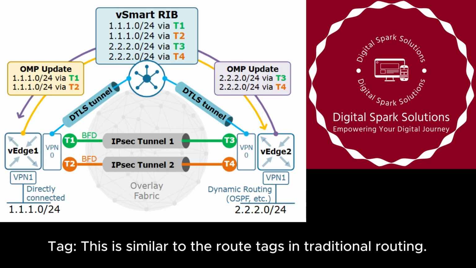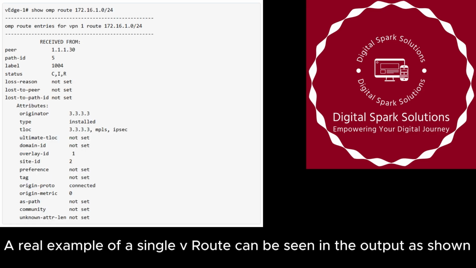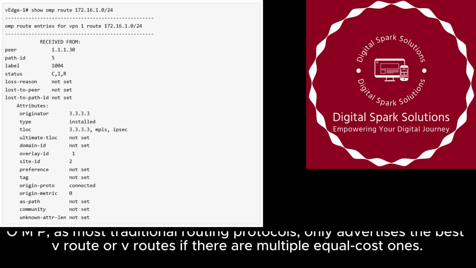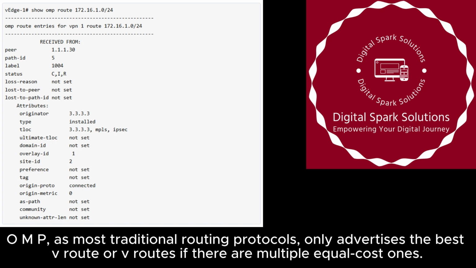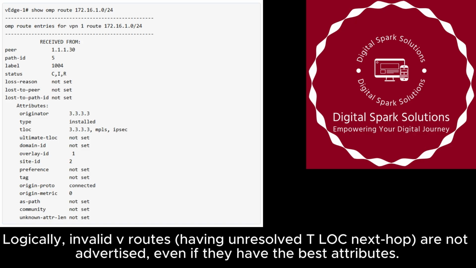Tag. This is similar to the route tags in traditional routing. Once a value is set, it is a transitive attribute that can be acted upon via policy. A real example of a single vRoute can be seen in the output as shown. OMP, as most traditional routing protocols, only advertises the best vRoute or vRoutes if there are multiple equal cost ones. Logically, invalid vRoutes having unresolved TLOC next hop are not advertised, even if they have the best attributes.